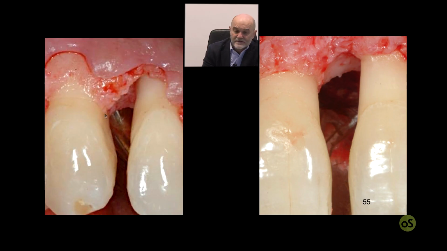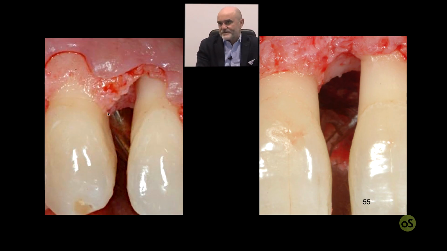You see, this defect is only a vertical defect. There is no suprabony component at all. This defect has an enormous amount of suprabony component. So from a regeneration point of view, they have the same potentiality, exactly the same, because the regeneration depends on the intrabony component. So they are exactly the same. What is extremely different is the risk for gingival recession, the risk of collapse.